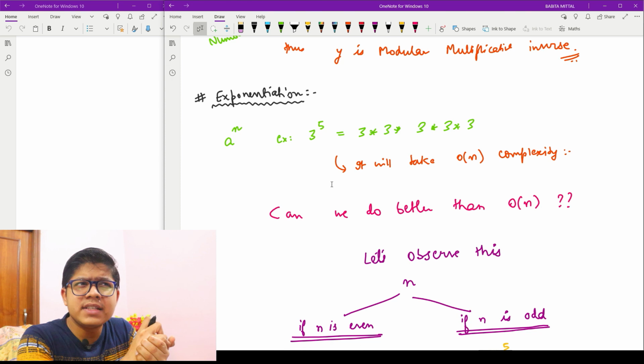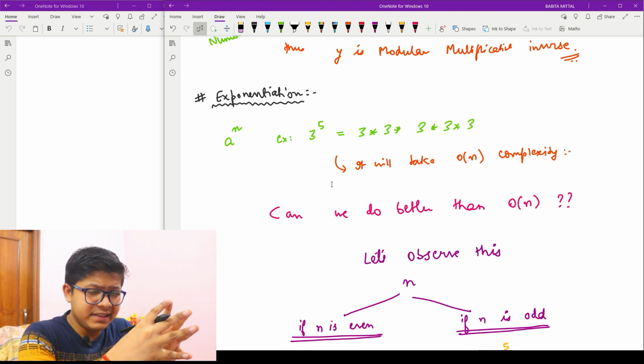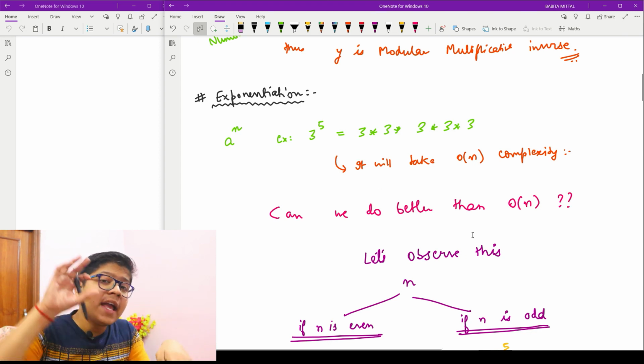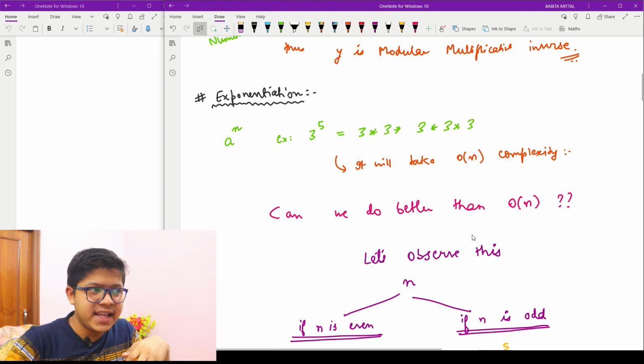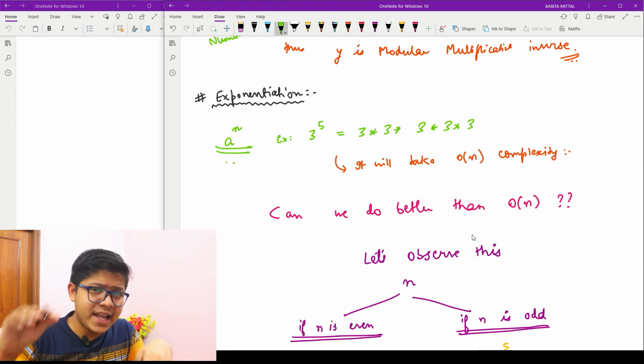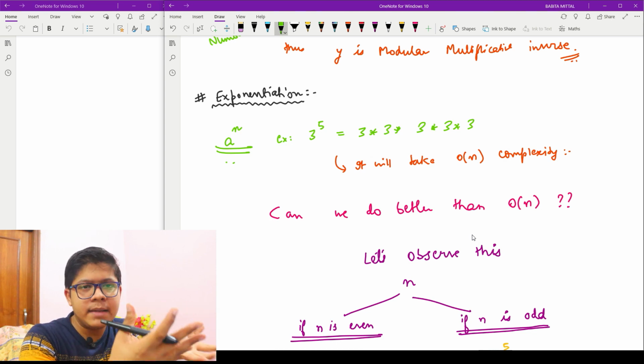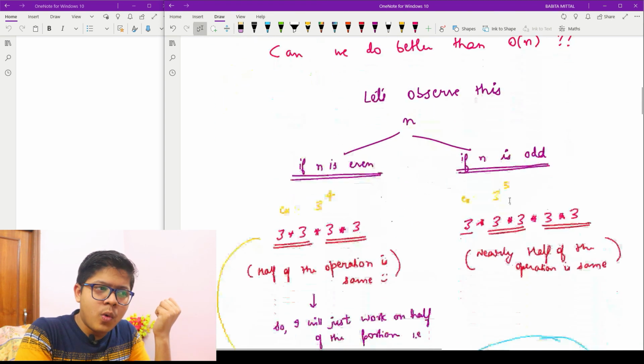Which means, is there anything we can observe about how it is being multiplied, so that we can do better than n? So let's see. The exponent, which is n, when I say I have a raised to the power n, can be either even or odd, right? Any number can be either even or odd. So let's see, what if it is even?